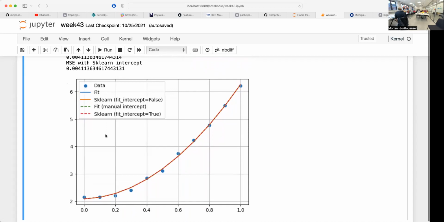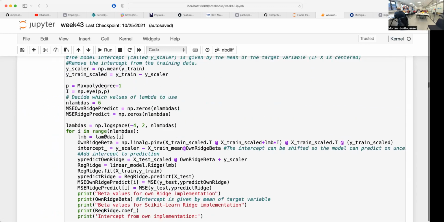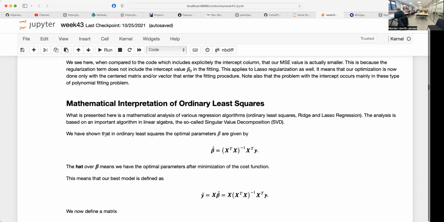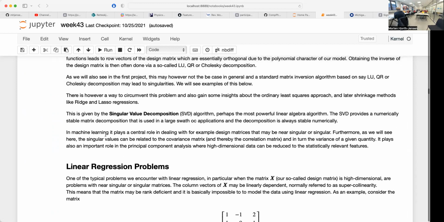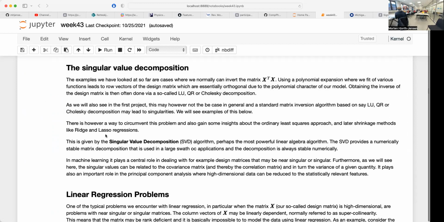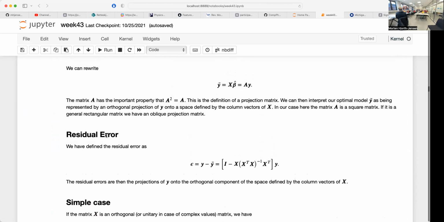So I'm just mentioning this because when we now move on to ridge and lasso regression, there are some technicalities which can actually lead to a smaller mean squared error. And we need to understand where the root for that is. So I'm going to skip these kind of codes here, but I wanted to go back a little bit to the type of problems which we can end up with. So I need to say something about the singularity decomposition and also the matrix inversion we are doing.